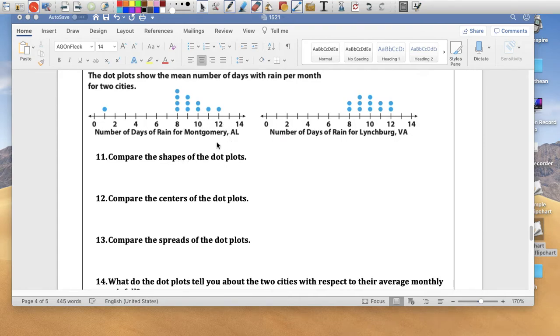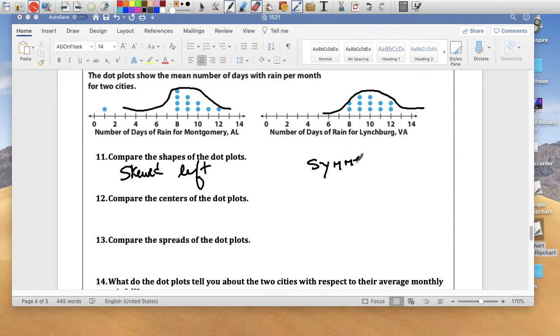Okay, so compare the shapes. Again, this is, as you can tell, clearly skewed left, right? Right, and this is more of a symmetrical, right? And then I'm going to write symmetrical. So if it's skewed left, it probably means that there's an outlier somewhere. In this case, on the low side, there's an outlier.